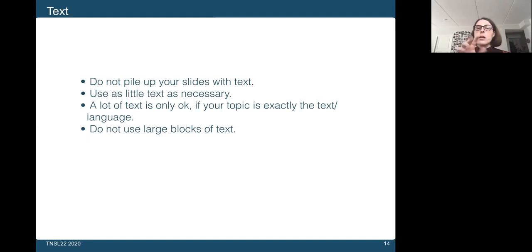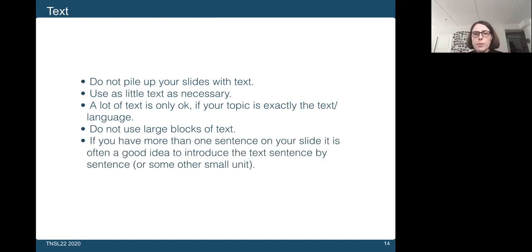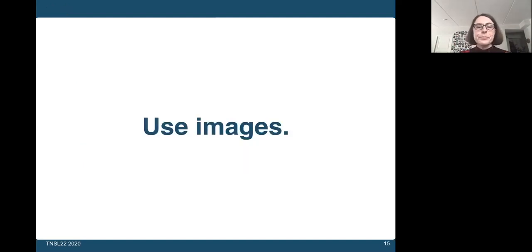So try to just insert the text one after another. Introduce some text sentence by sentence, or if you have just a list of words, just those list items. Do not just give the complete text and have your audience deal with the complete text. And one really important part is you should use images.